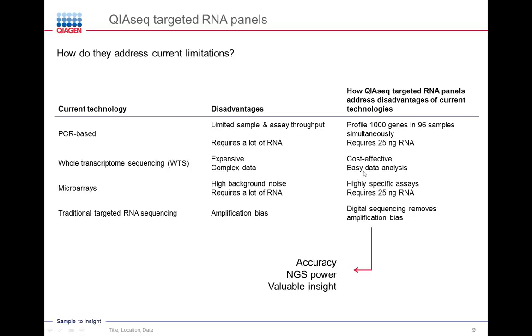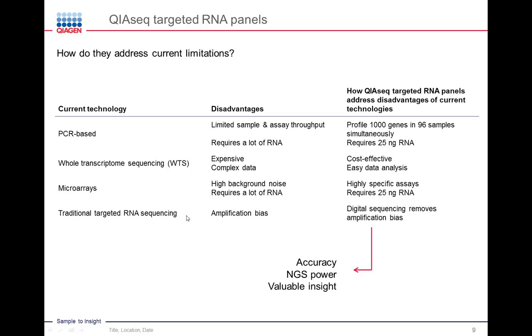Against microarrays, we have developed highly specific assays. So these assays are highly specific to the targeted genes. So again, if we're looking at 1,000 genes, those assays have been developed to be highly specific to those 1,000 genes that you're interested in. And again, instead of requiring a lot of RNA, you can use as little as 25 nanograms of unmanipulated RNA. So that RNA does not need any enrichment of mRNA or blocking of ribosomal RNA.